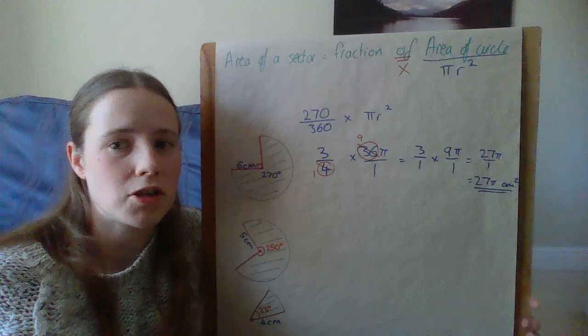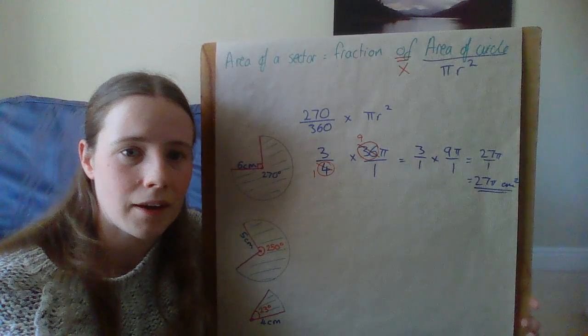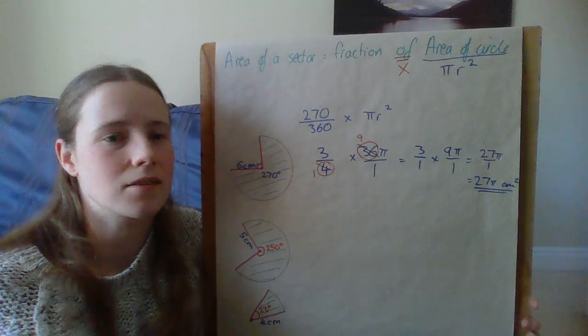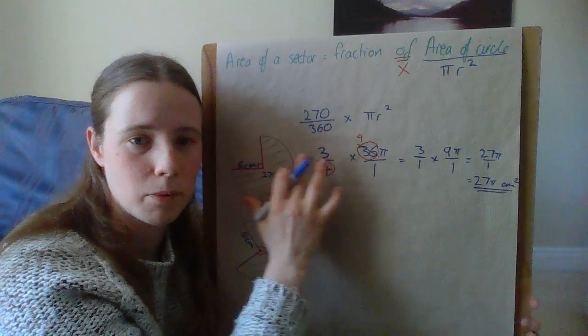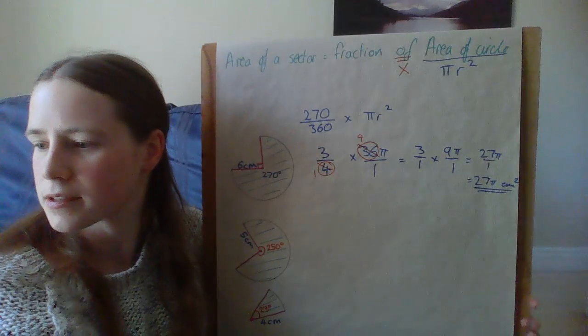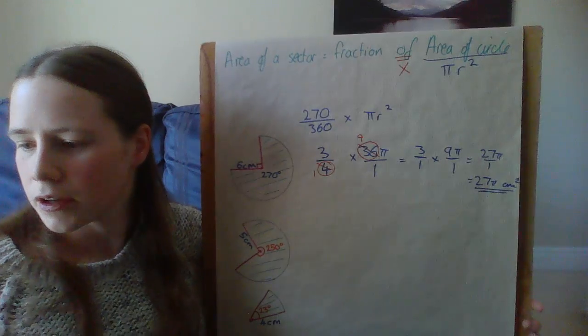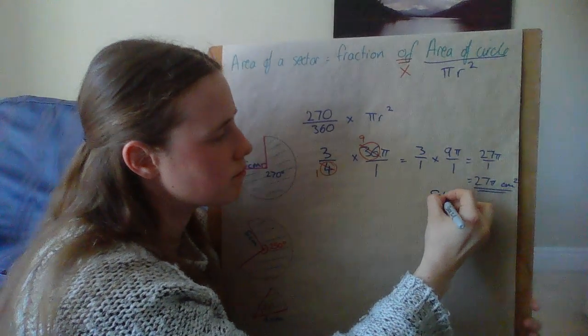So this is the type of question that could come up in a non-calculator paper. And if they give it to you in a non-calculator paper, they're testing sectors, but they're also testing your ability to work with fractions. Okay, so that's why it's important to be able to do one without a calculator. If you did do it and found the actual value, you should have got 84.8.